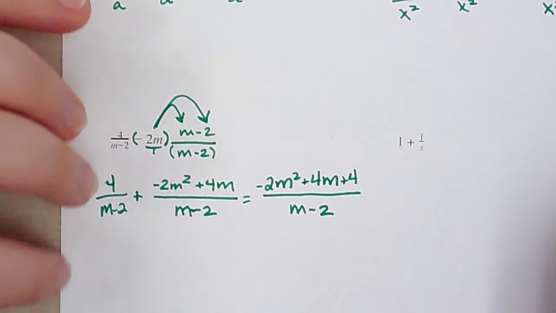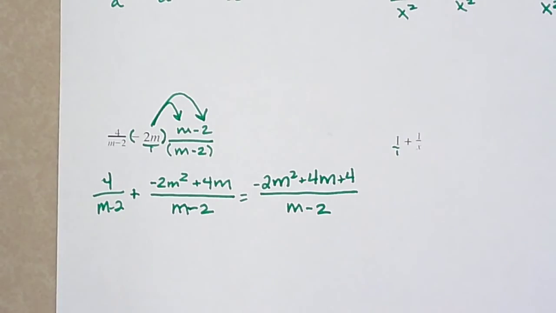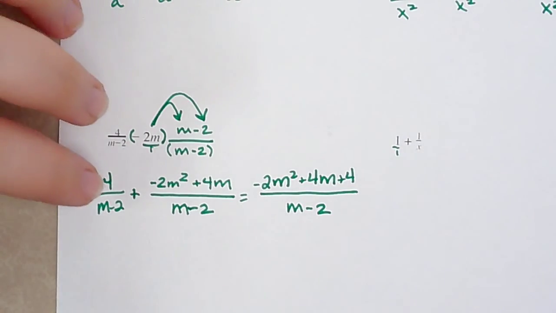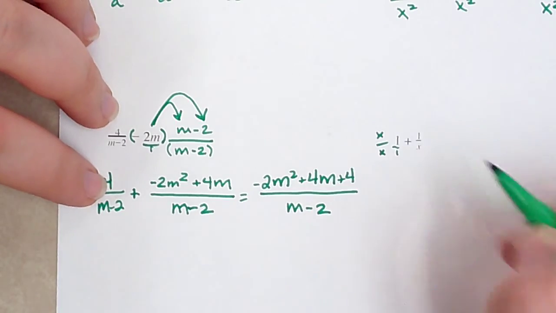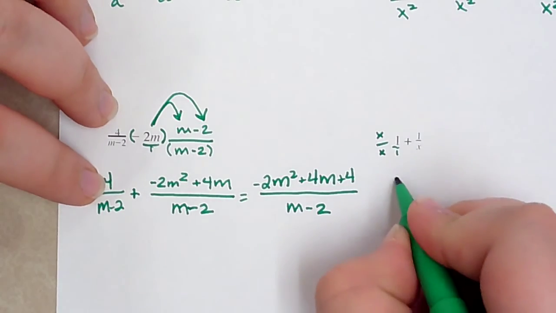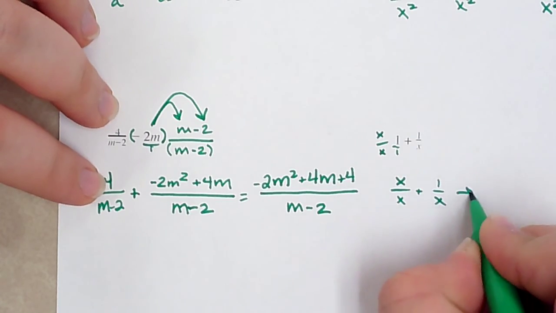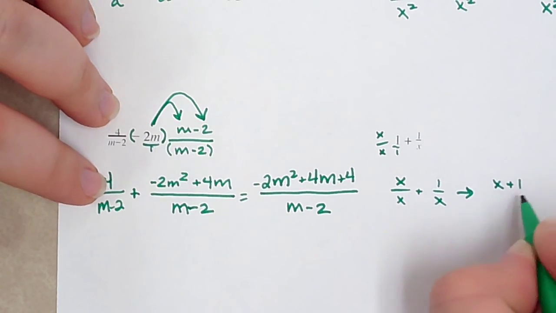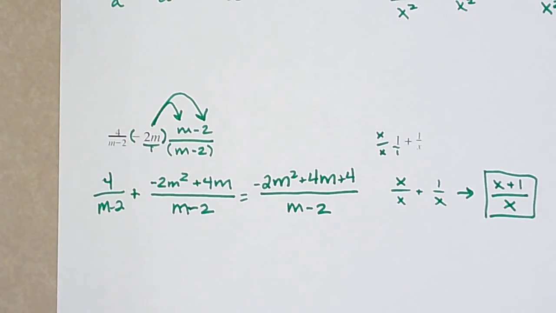All right, let's try this last one together. We've got 1 divided by 1 plus 1 over x. So let's go ahead and give that an x in the denominator and an x in the numerator. Now I have x over x plus 1 over x. When I simplify, I get x plus 1 divided by x.